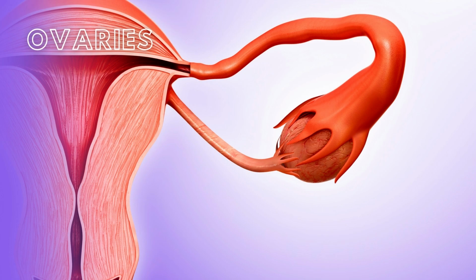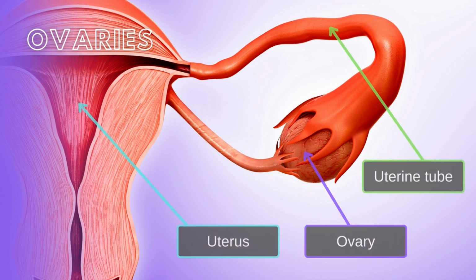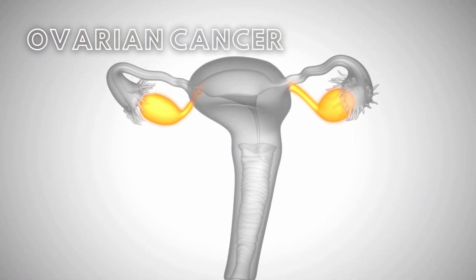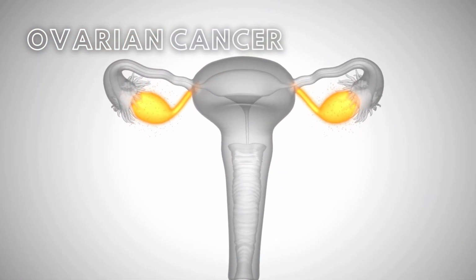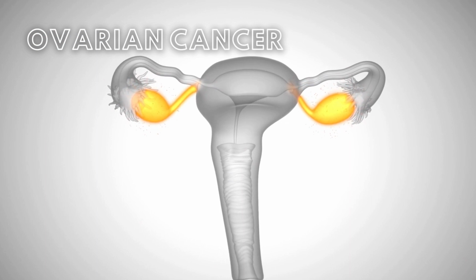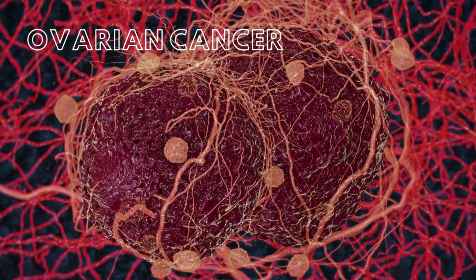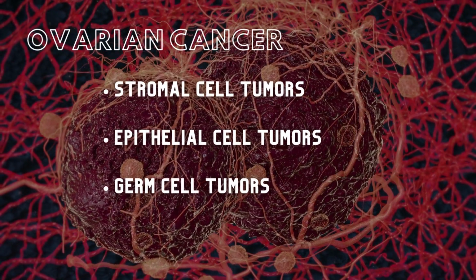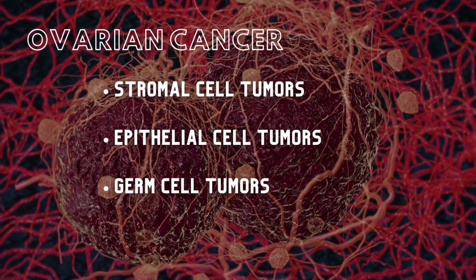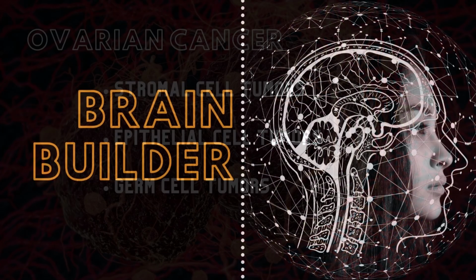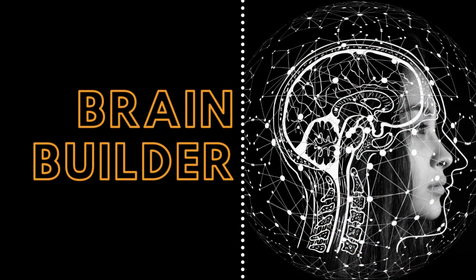Each ovary, which is approximately 2 centimeters wide, 3 centimeters long, and 1 centimeter thick, lies between the uterus and the lateral pelvic walls. However, the position of the ovaries may vary slightly within the pelvic cavity, depending on the individual's body position. Ovarian cancer is the result of abnormal and uncontrollable cellular growth within one or both of the ovaries. There are 3 types of ovarian tumors: stromal cell tumors, epithelial cell tumors, and germ cell tumors. Next, we will look at the symptoms, causes, and treatments for ovarian cancer, and finally give a patient example.